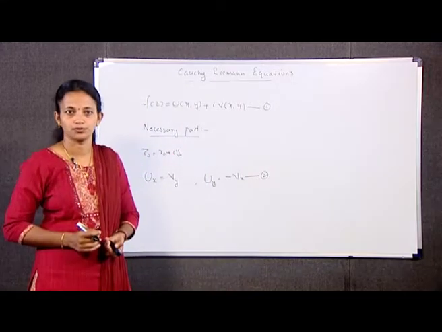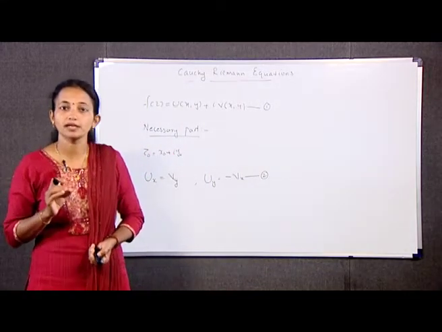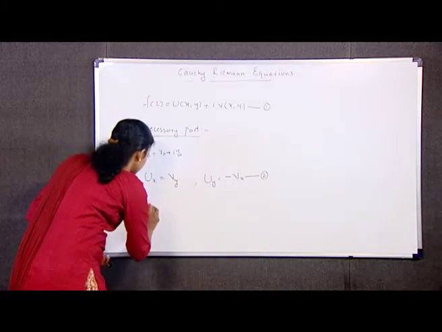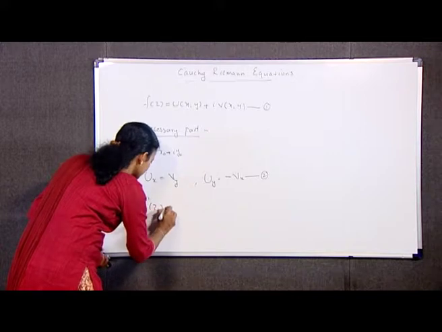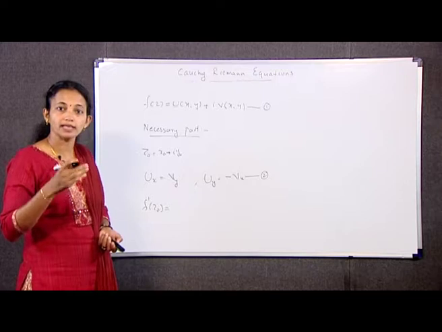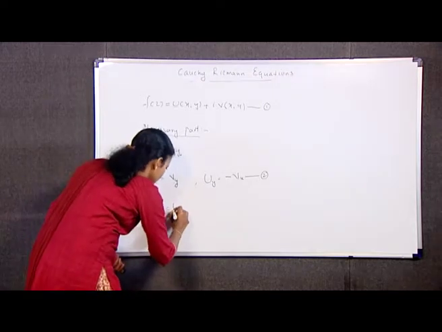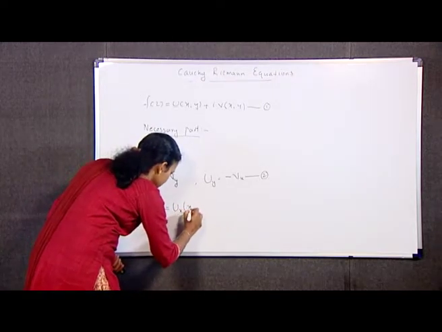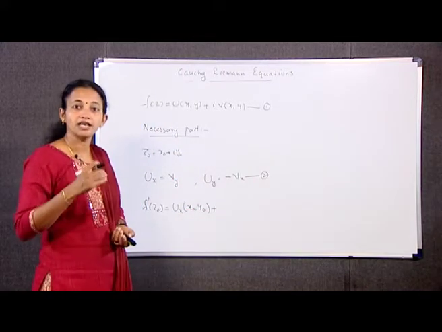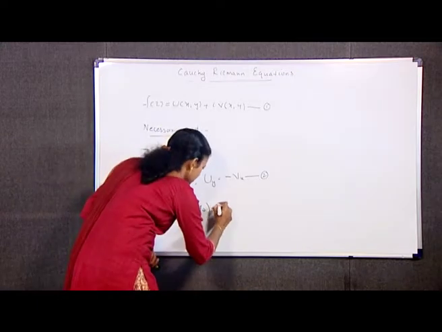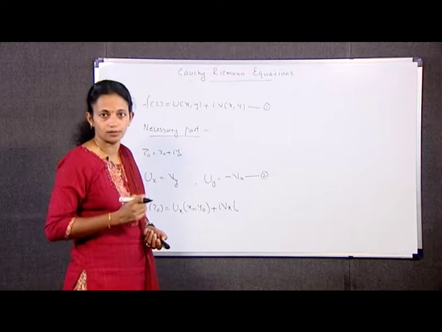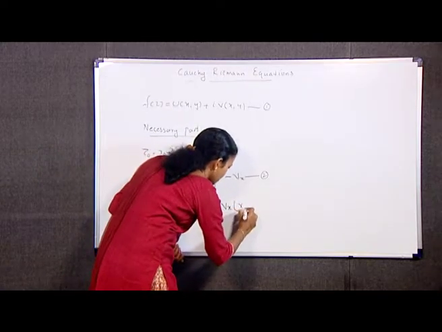Equation number 2. Also, f'(z0) can be written as f'(z0) = ux(x0, y0) + i vx(x0, y0). That is equation number 3.